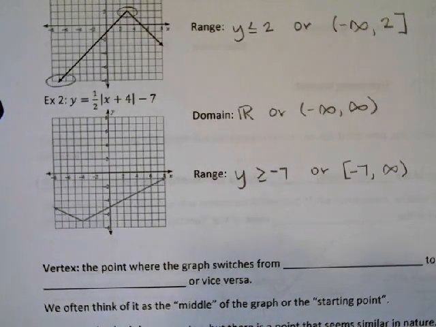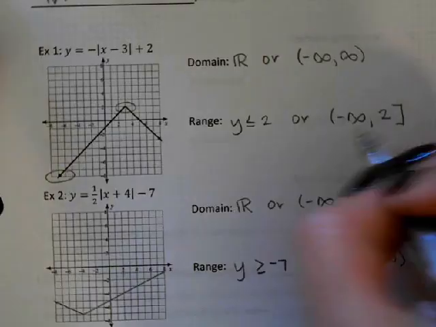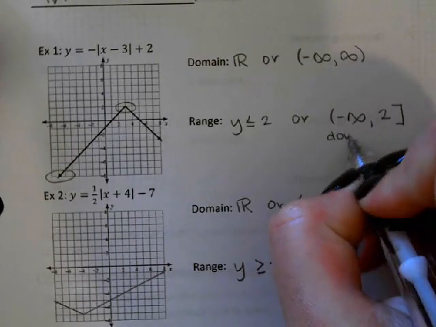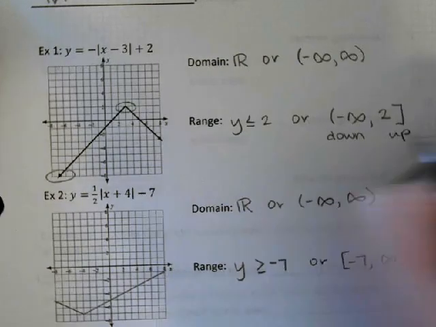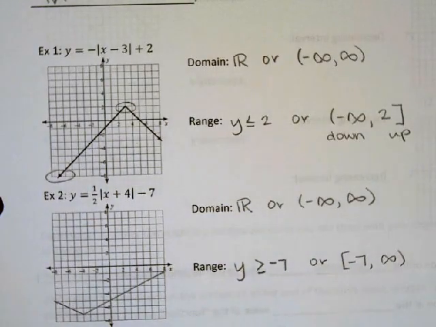So you always go from down to up because you do your smaller number first. Even though negative infinity feels like a big number, it's actually not. It's the tiniest number you can imagine because it's negative. So it's a very tiny number. It's big negative. It's big tiny.